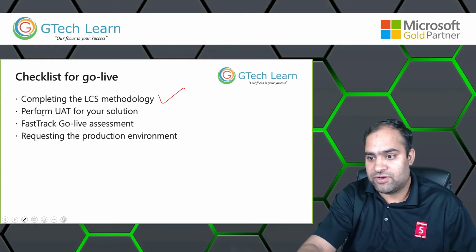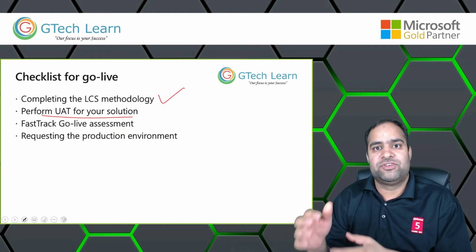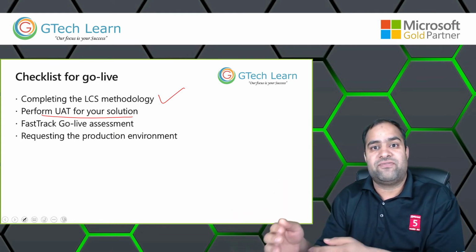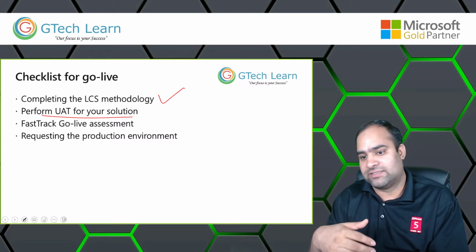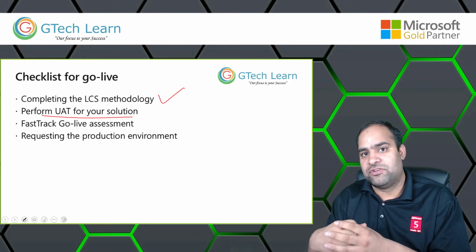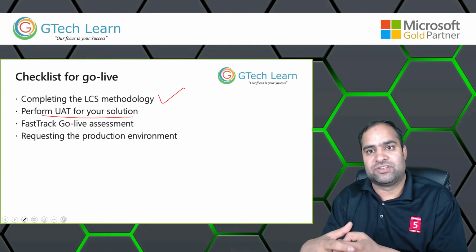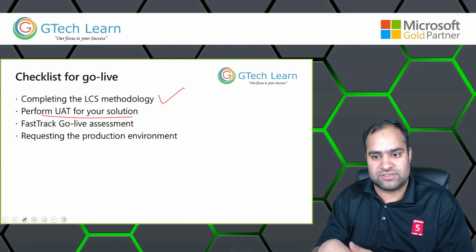Perform your UAT for your solution. There are specific questions in the checklist. Has the UAT been performed? Has the performance testing been performed? And if not, specify a valid reason. Microsoft heavily recommends that you do UATs multiple times before you actually move anything to production, whether it's before, during, or post go live processes.